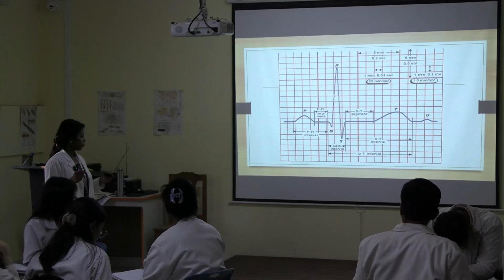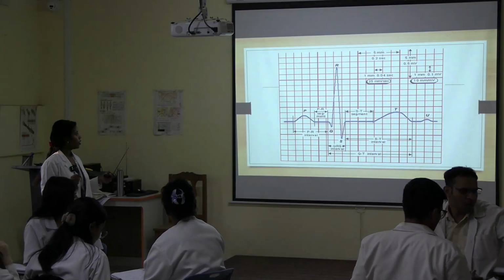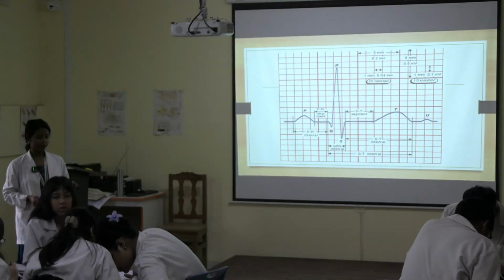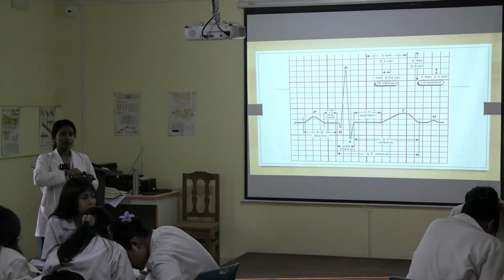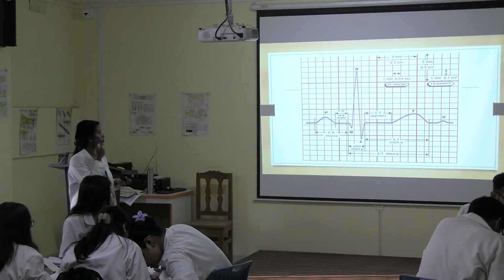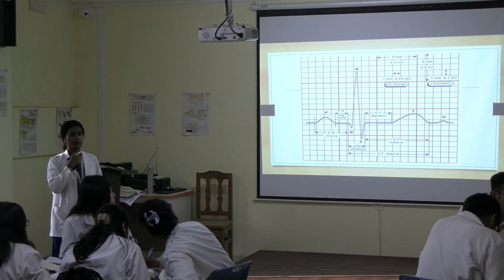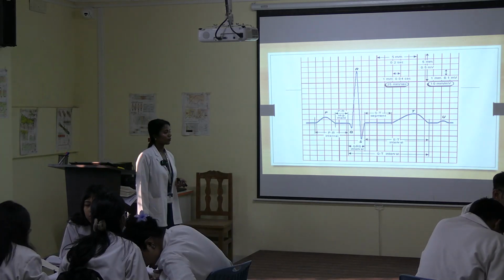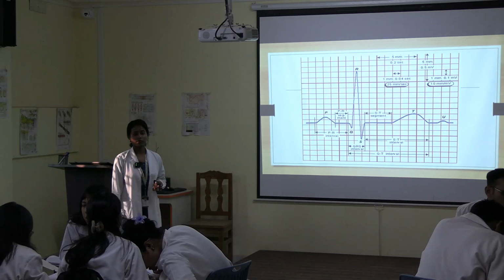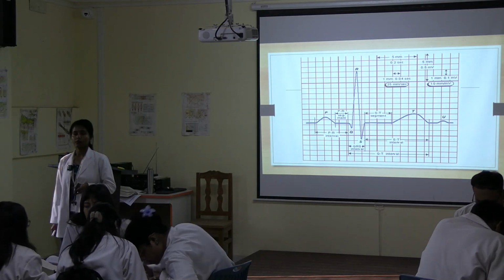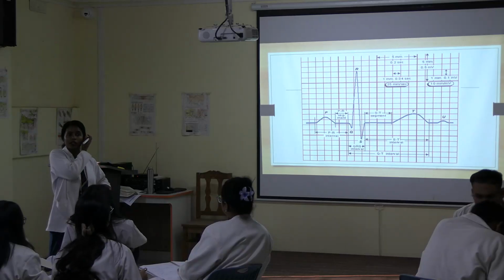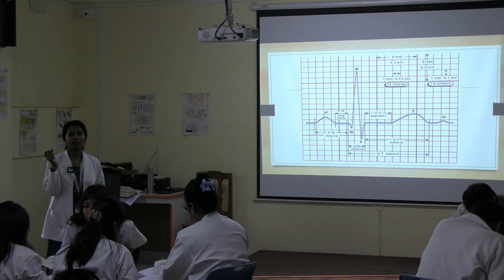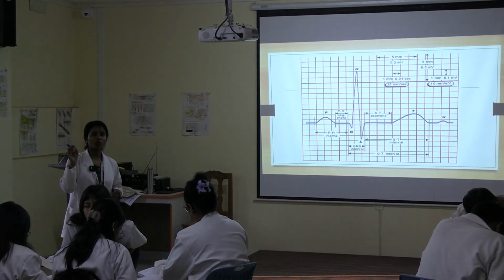So PR interval also you have to count how many boxes. You count, see how many. How many? 4. So 4 into 0.04. So it will be coming 0.16. Till 0.2 it is normal.